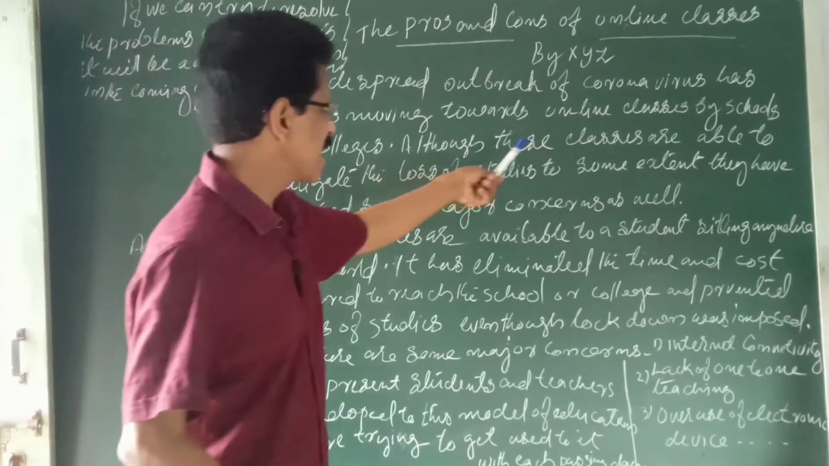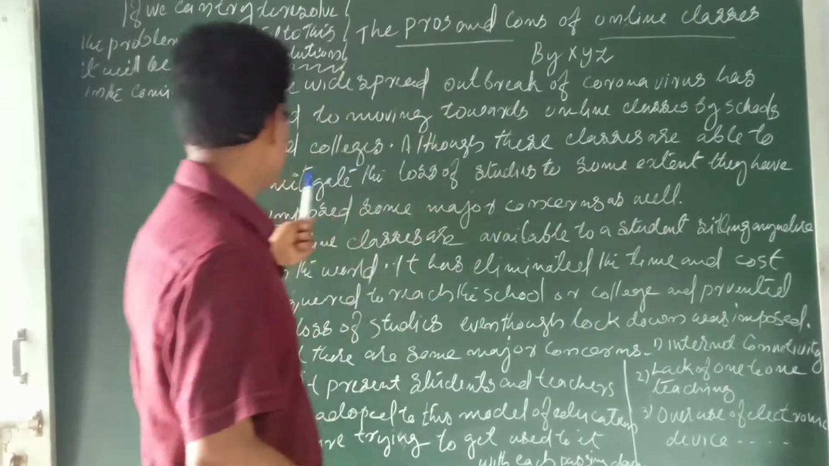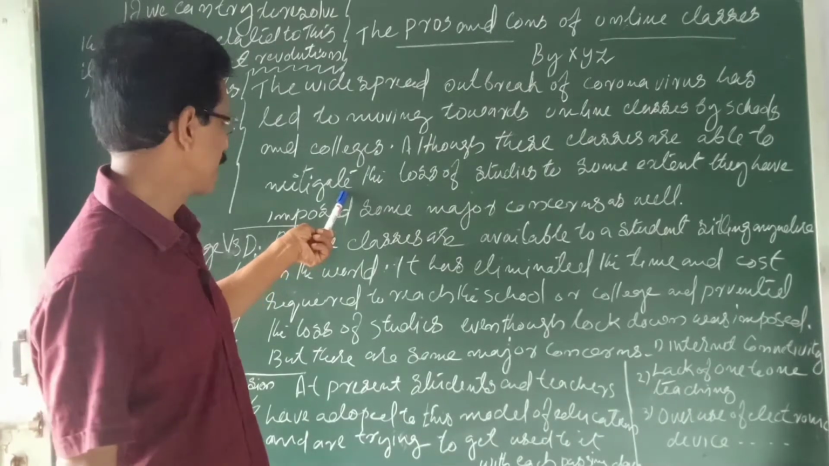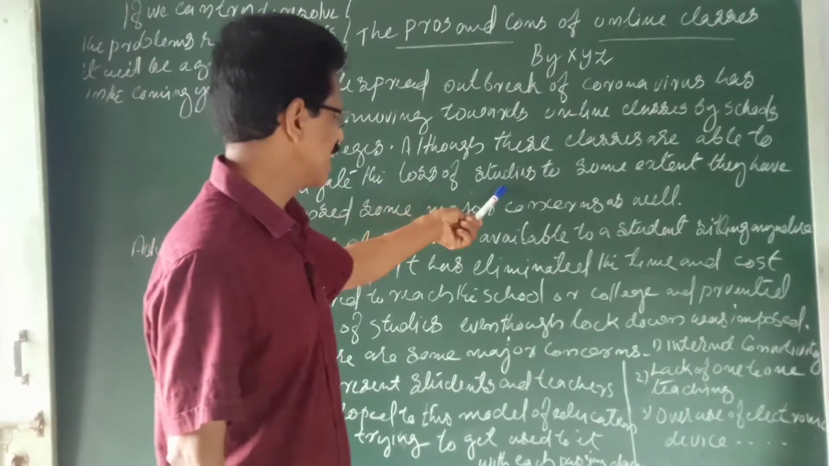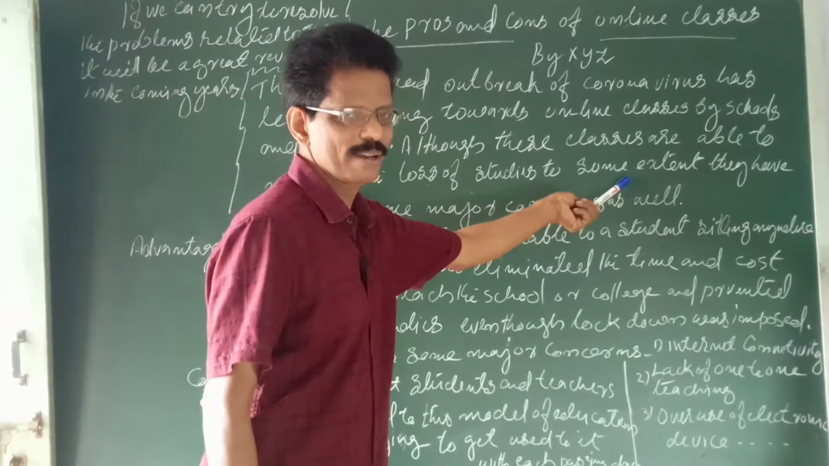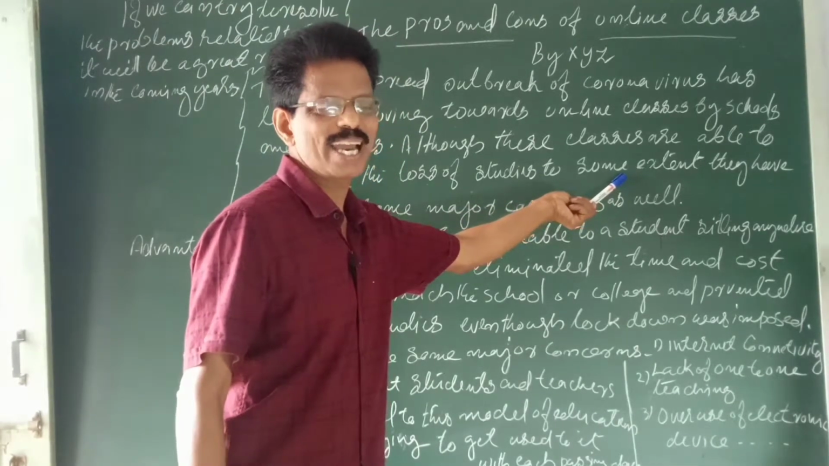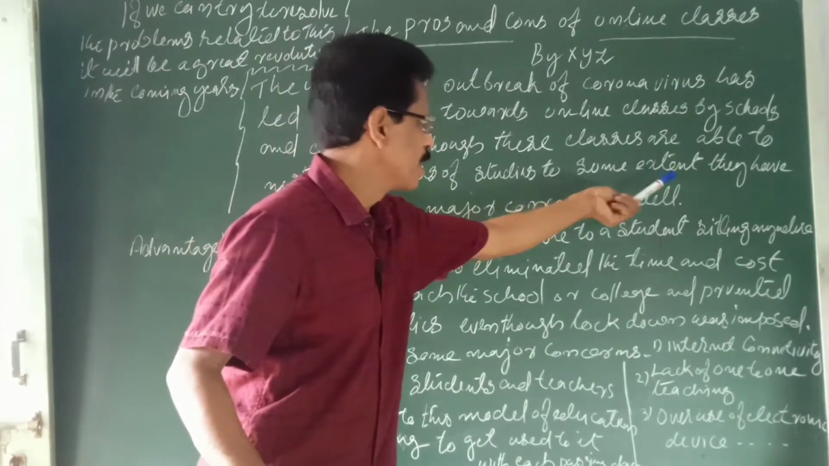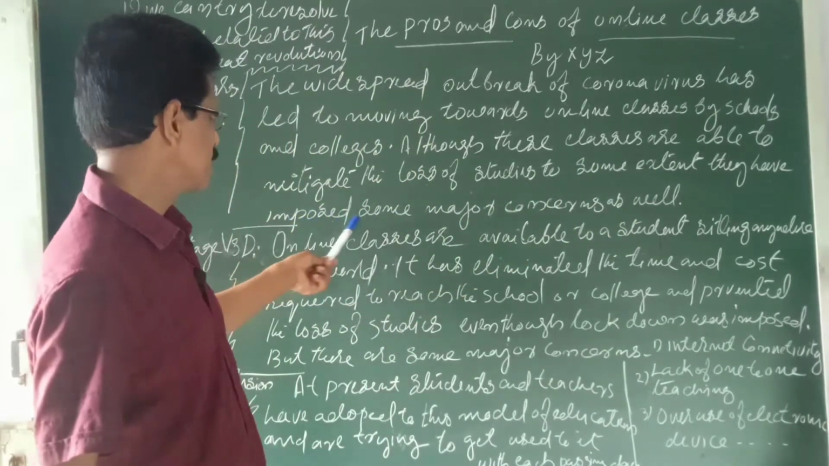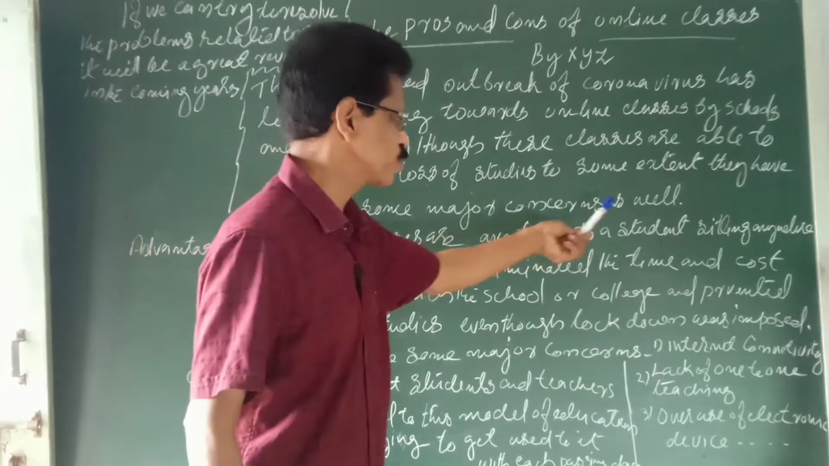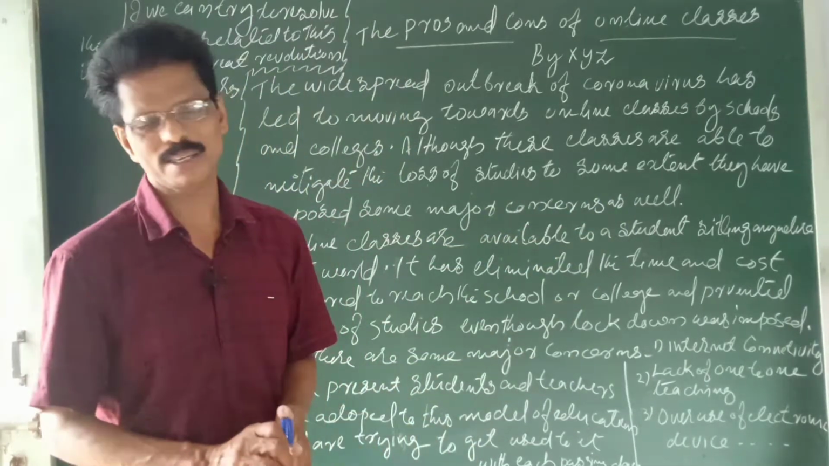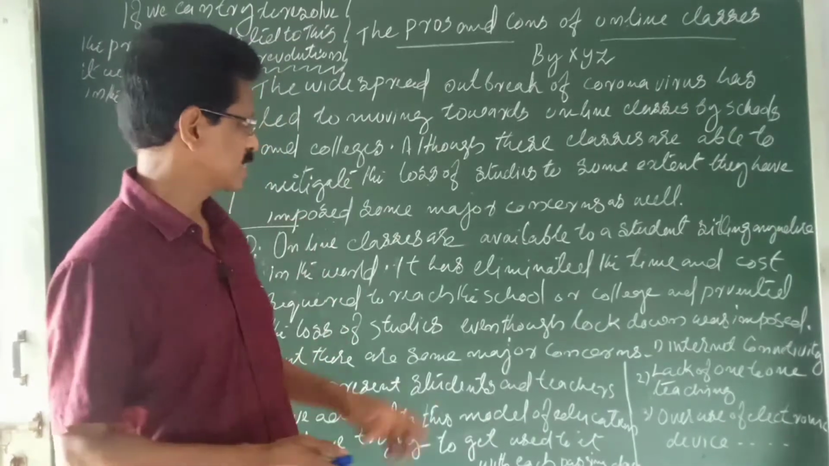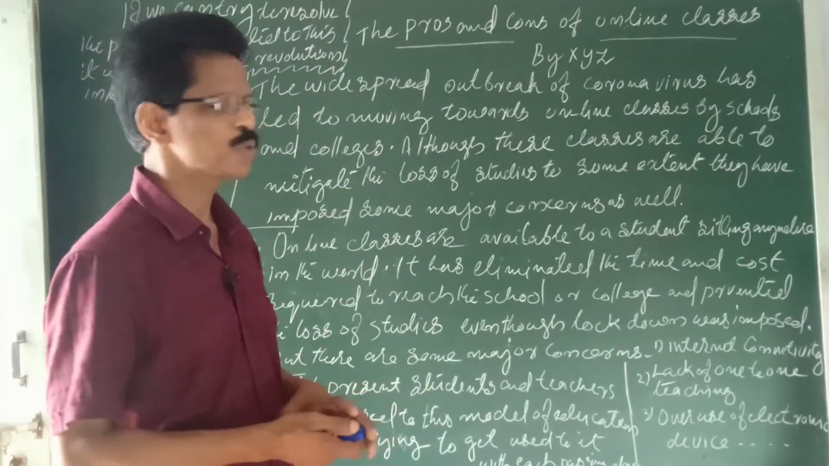Although these classes are able to mitigate, means reduce, bring down the loss of studies to some extent. Actually, they are able to mitigate the loss of studies to some extent, but not completely. They have imposed some major concerns as well. That is the introduction. Only 2 sentences.